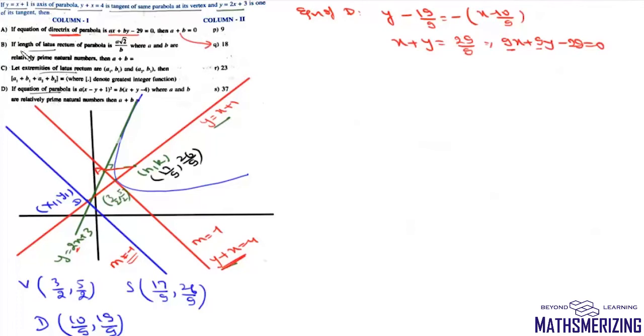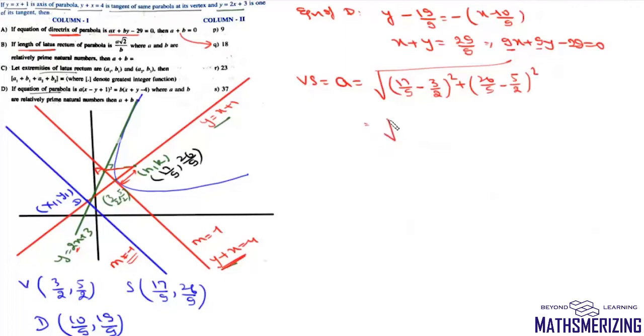Now for the second one, we need to find the length of latus rectum. We know that the distance between the vertex and the focus is equal to a. So we'll find this distance, VS, which is a, and it is under root of (17 by 9 minus 3 by 2) square plus (26 by 9 minus 5 by 2) square.